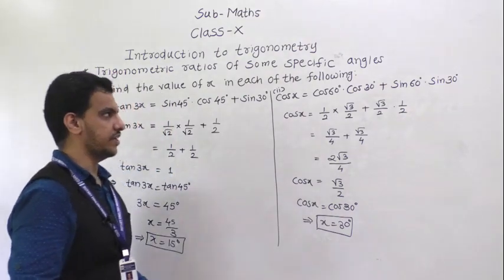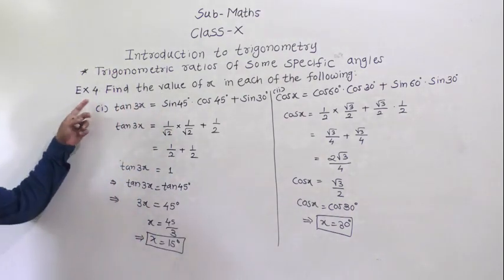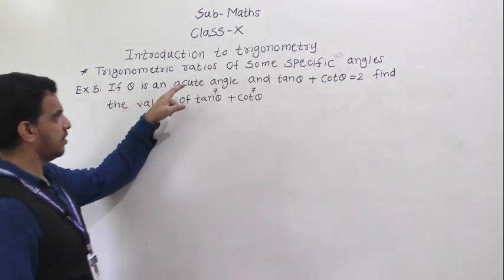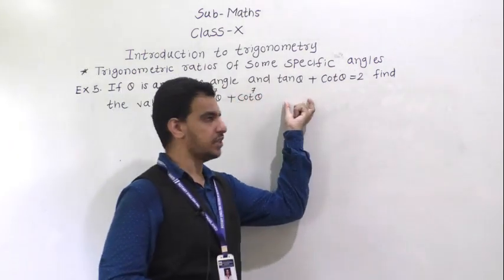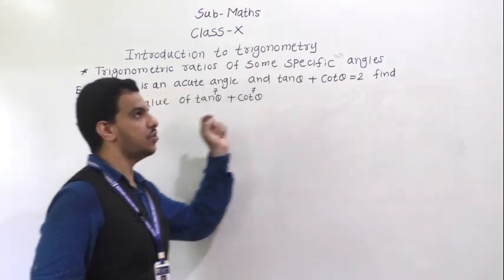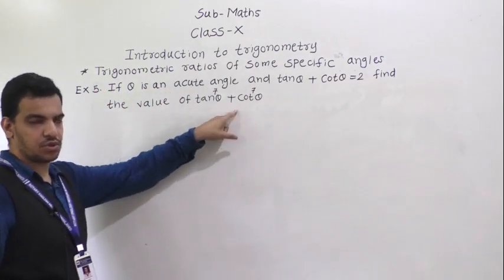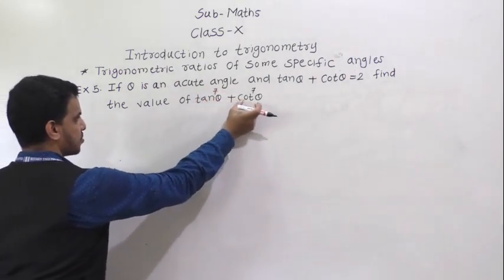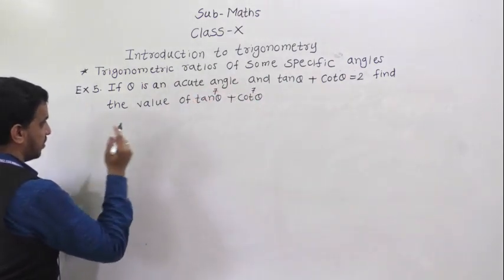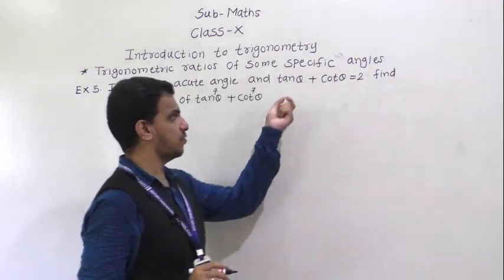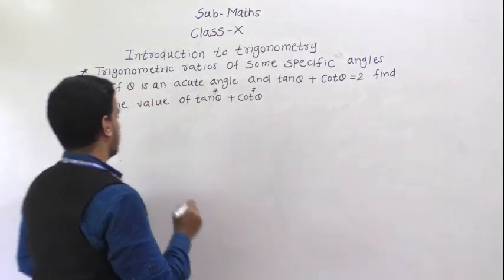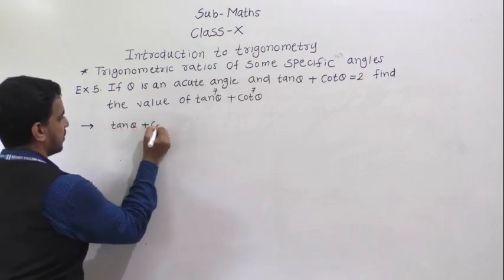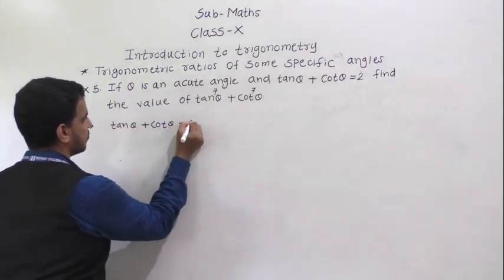Okay, now we will take the fifth example. The fifth example is: if theta is an acute angle and tan theta plus cot theta is equal to 2, find the value of tan raised to 7 theta plus cot raised to 7 theta. Okay, it means here tan theta raised to 7 plus cot theta raised to 7. So first we will start with what is given. So here tan theta plus cot theta is equal to 2.